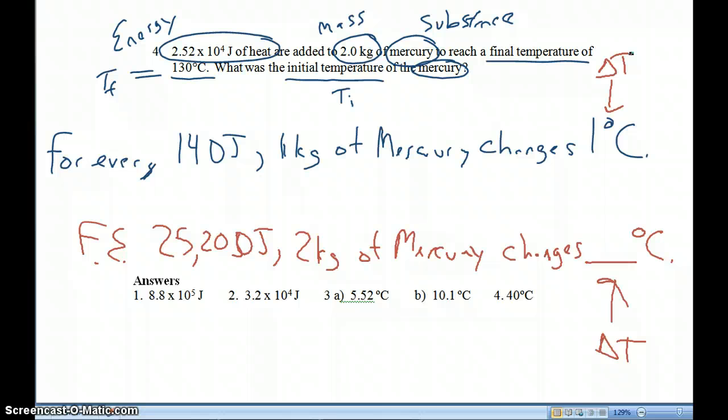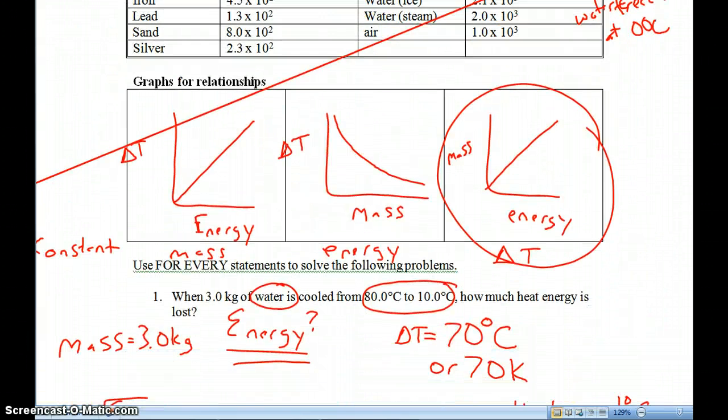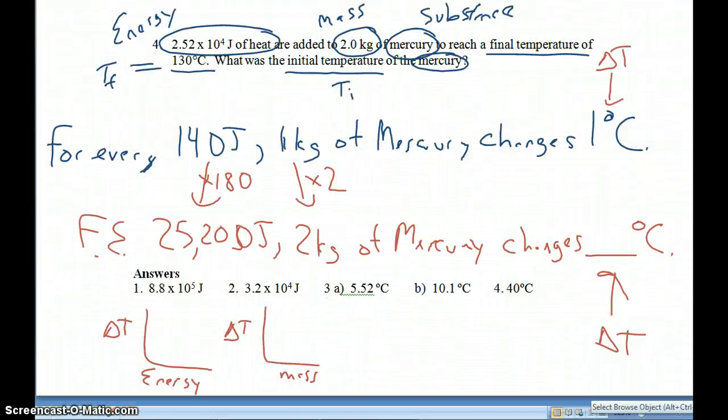Okay? So the energy went up by a factor of 180, so it gets multiplied by 180. And the mass clearly went up by 2, right? So it went up by a factor of 2. Okay, so now I need to know what's the relationship between delta T and energy, because my delta T is what I'm solving for, and what's the relationship between delta T and mass. So I can go back up and take a look because I gave you those relationships. Delta T and mass, you'll notice, is an inverse relationship. So let's go back and take a look. That's an inverse relationship between delta T and mass. It looks like that, or something like that.